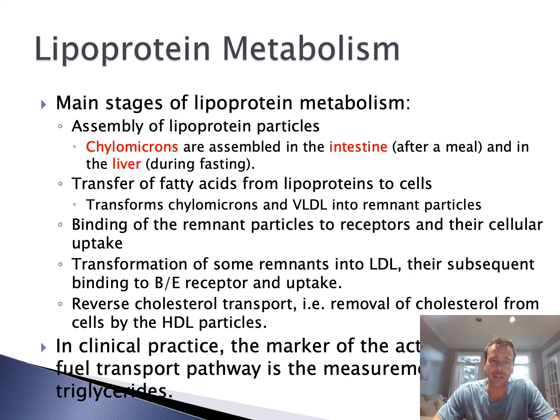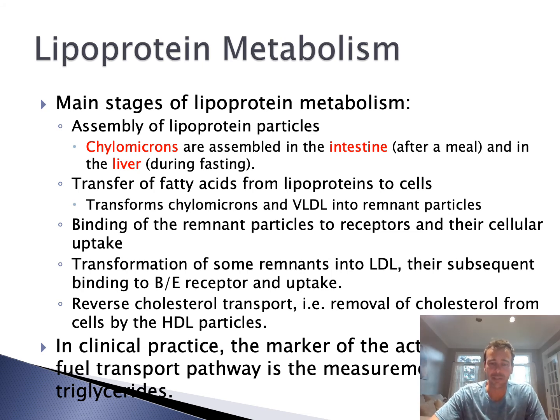Let's talk a little bit about lipoprotein metabolism. Here are the high-level steps. You get assembly of lipoprotein particles. Chylomicrons are assembled in the intestine after you eat a meal, and in the liver if you're fasting. The transport of fatty acids from lipoproteins to cells then occurs, and it transforms chylomicrons and VLDLs into remnant particles. You then get the binding of the remnant particles to receptors and their cellular uptake.